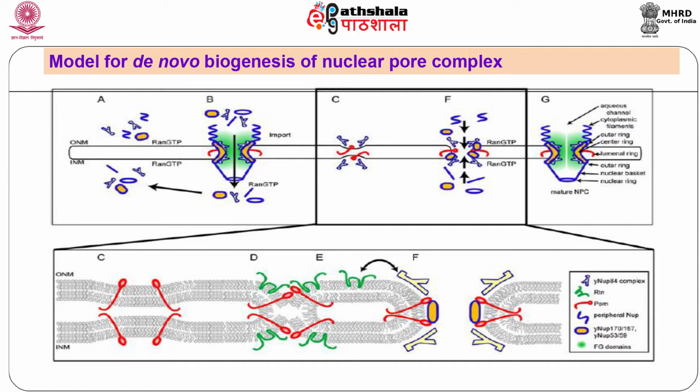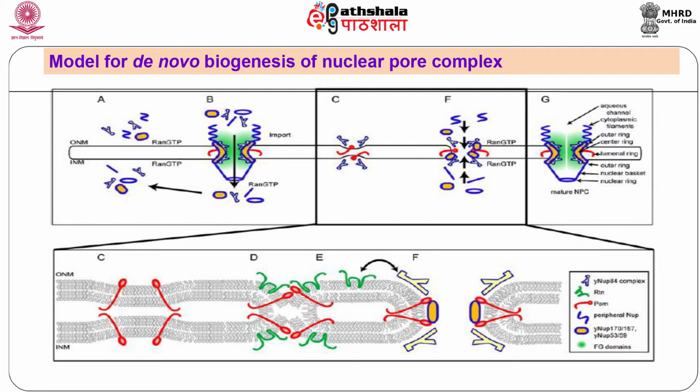In this figure, you can see a proposed model for de novo biogenesis of nuclear pore complex. The model shows stepwise biogenesis from steps A to step G. Look at first step A. Here, many NUPs like NUP84, NUP170, NUP157 and peripheral NUPs form various subcomplexes. These complexes are then recruited to sites on inner and outer nuclear membrane.